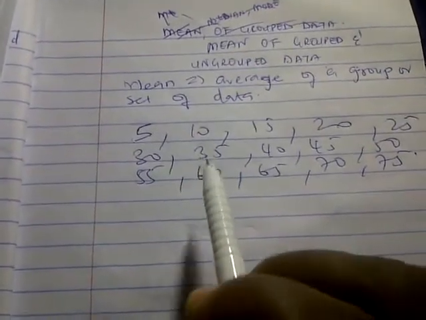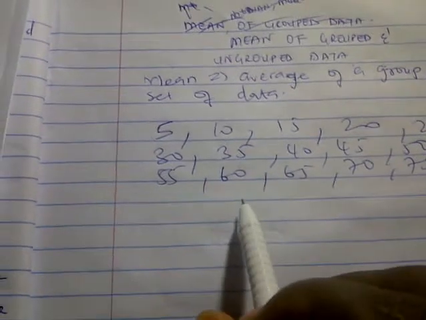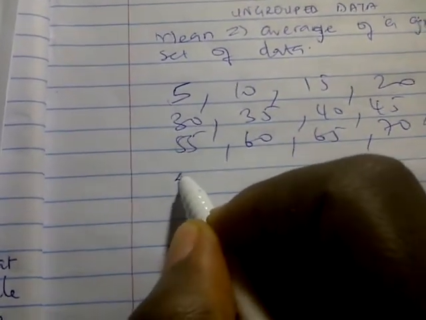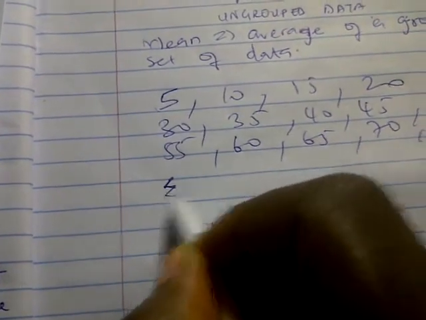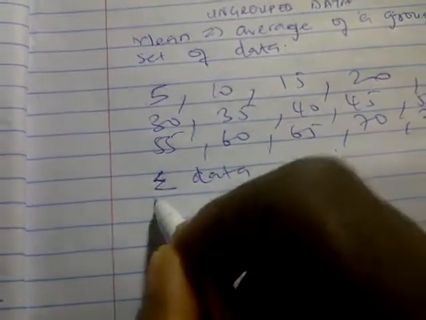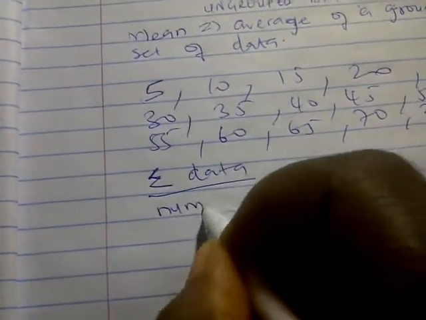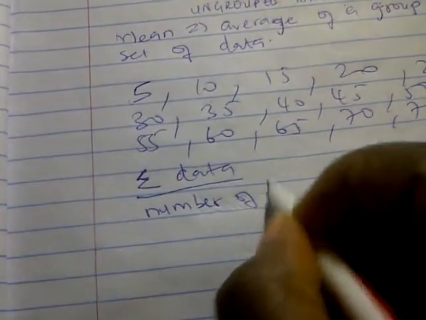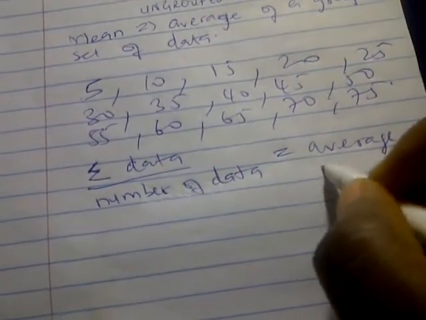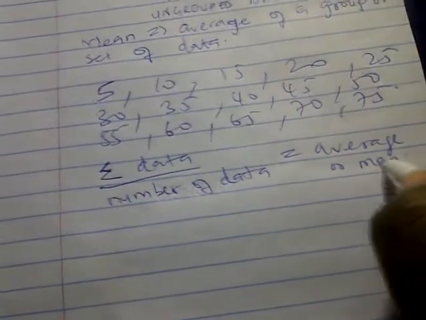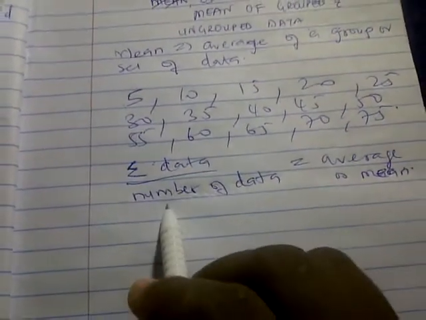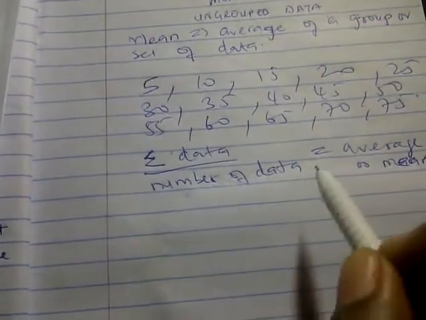So if you're given an ungrouped data and you're asked to find the mean, what you just do is the summation of the data, sum up all the data divided by the number of data, that gives the average or mean. Okay, now sum of all the data divided by number of data, that will give you the mean or average.